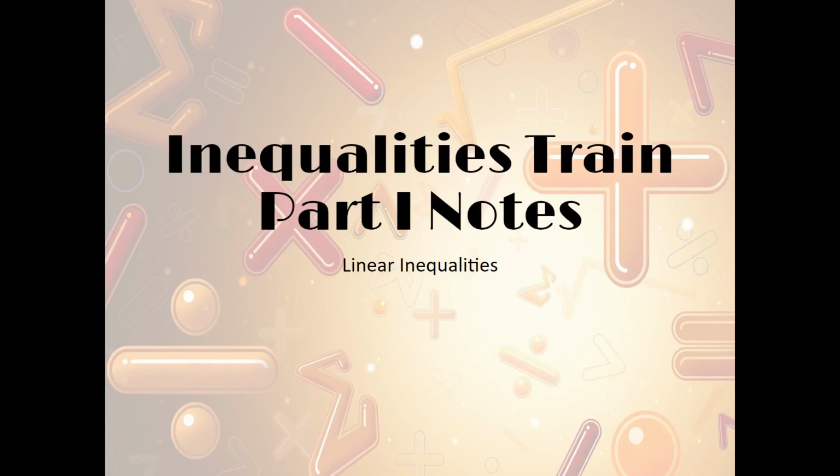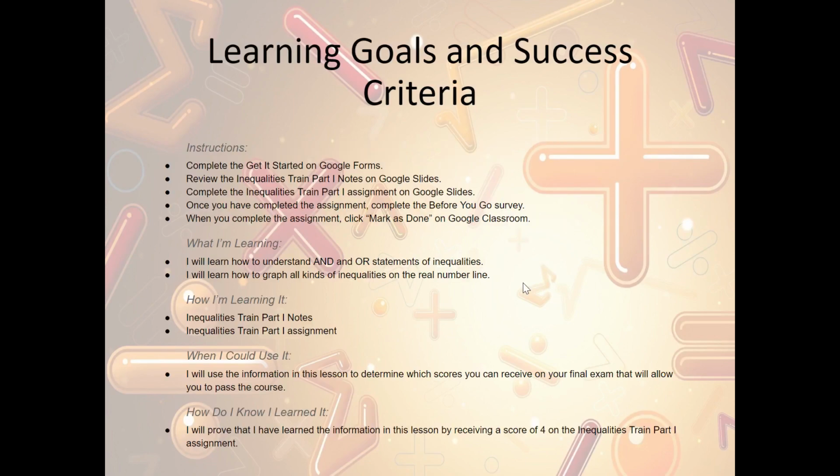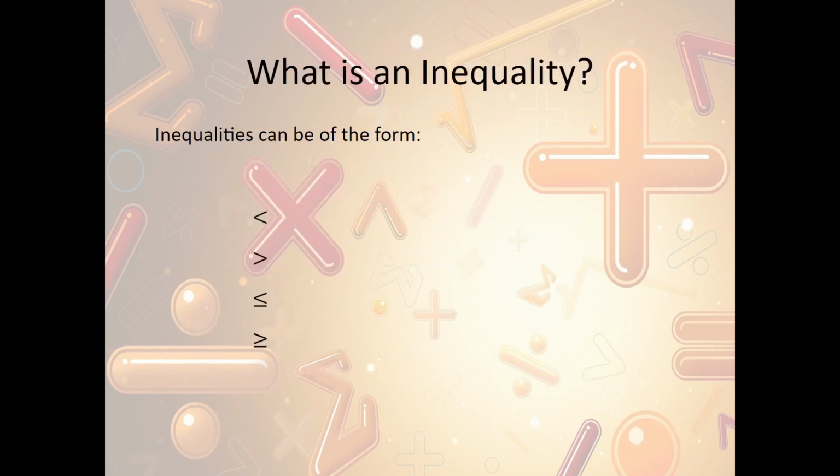Let's take a look now at the Inequalities Train Part 1 notes. The notes begin with the learning goals and success criteria. Now, what is an inequality? An inequality can be of any of these forms. This symbol, this one here. So this one looks like an arrow going this direction, an arrow going this direction. And then we have the arrows with the little bars underneath.